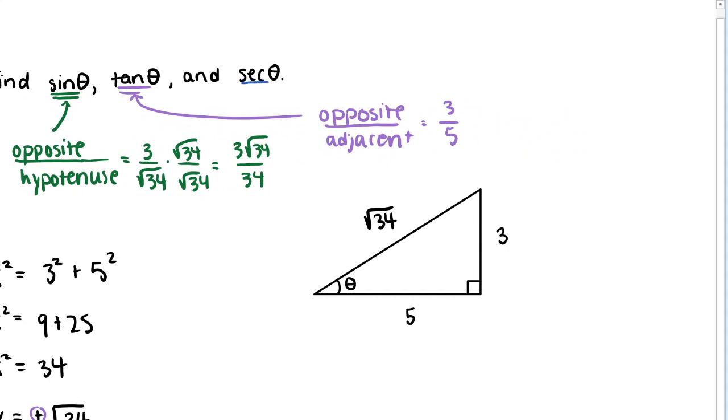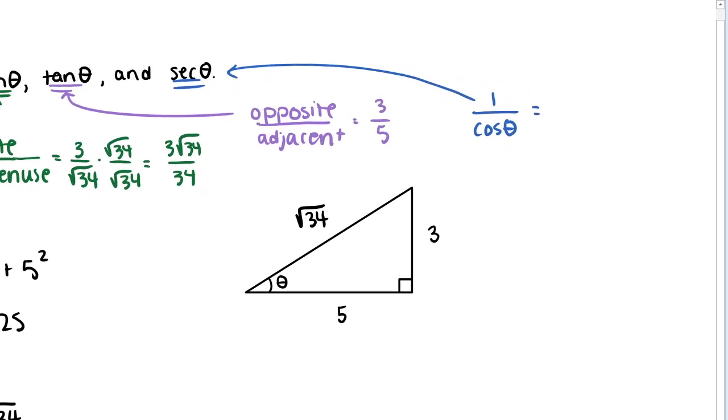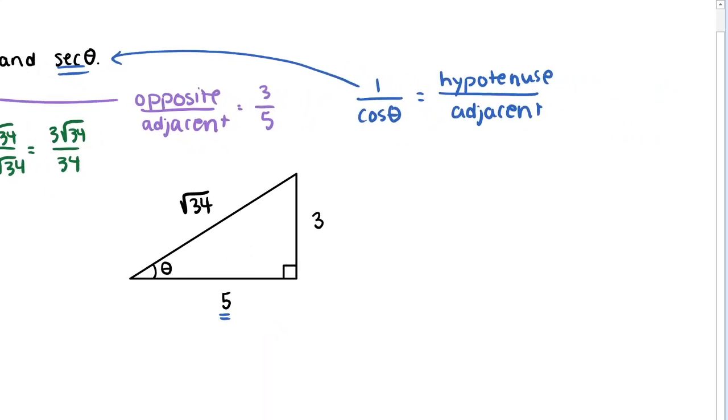And then the last thing we have to compute is secant of theta, right? So secant of theta, well, this is 1 over cosine of theta, or the reciprocal of cosine of theta. We know cosine of theta is adjacent over hypotenuse, and so the reciprocal of adjacent over hypotenuse would be hypotenuse divided by the adjacent side length. The adjacent side length is that side beside our angle. It's 5. And the hypotenuse is the square root of 34. So this is secant of theta.